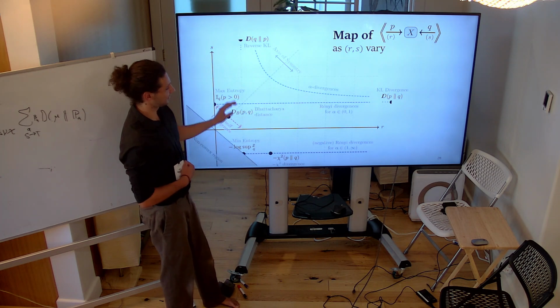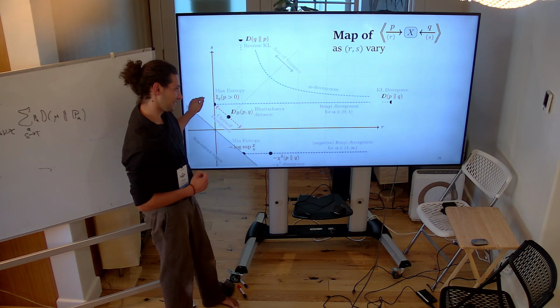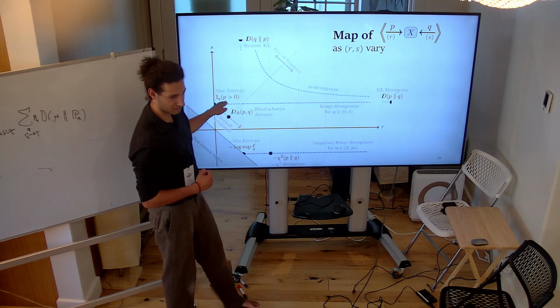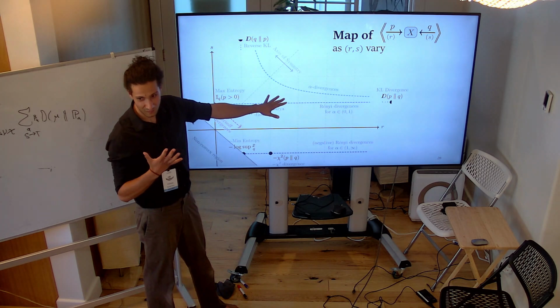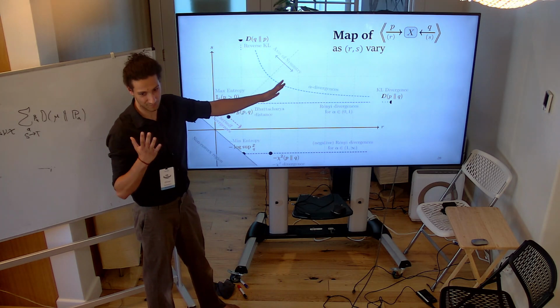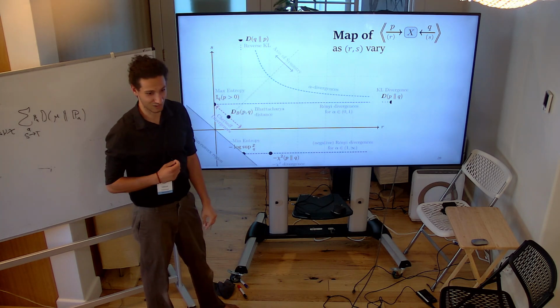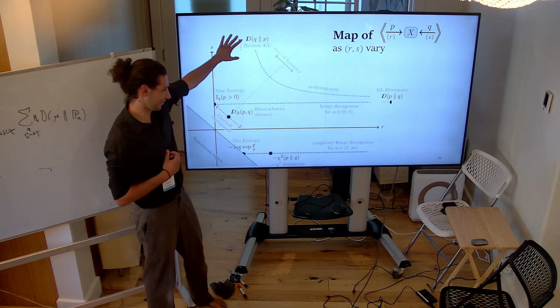The Renyi divergences are a family where you fix the confidence of q equals 1 and you increase the confidence of p. But it's a well-known weird technical quirk that you can't get the reverse KL divergence, and now you can sort of see why.